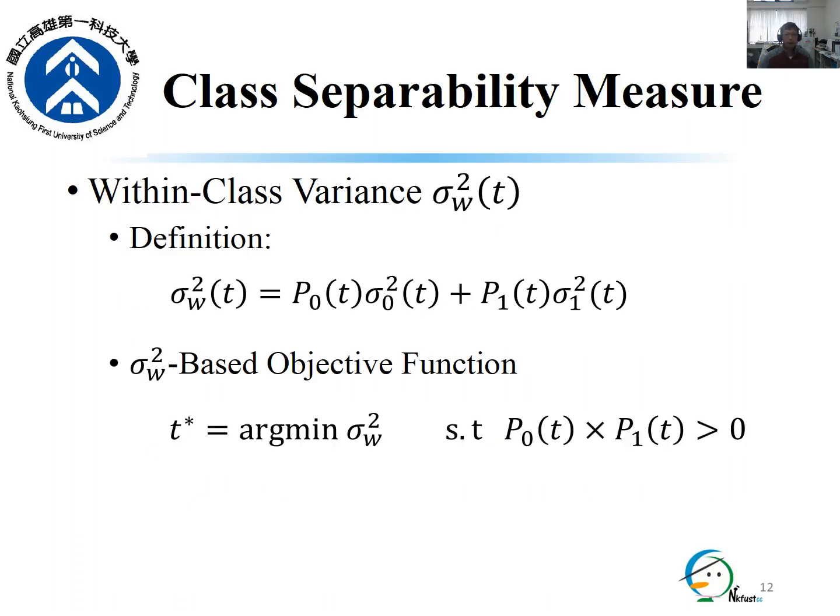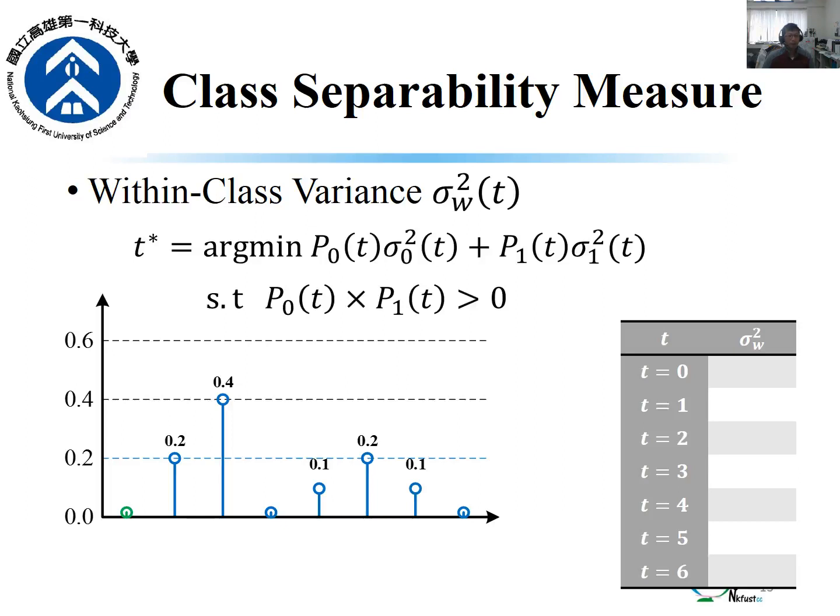What is within-class variance, denoted as sigma W squared? It is defined as the weighted sum of class variances. The weights are the class occurrence probabilities of all classes. The better the division T is, the lower the within-class variance sigma W squared is. Accordingly, the selection of the optimal threshold T star is to minimize sigma W squared, subject to the condition that none of the classes are empty.